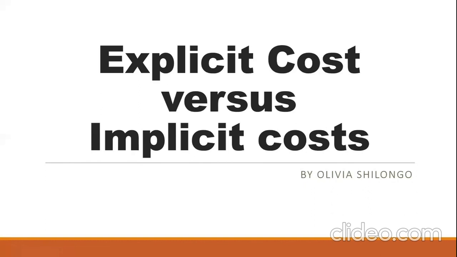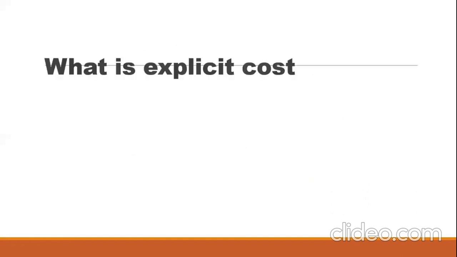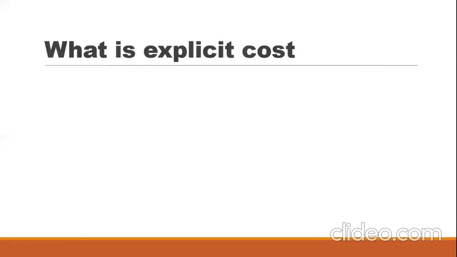Now the idea of explicit cost and implicit cost is actually to explain the difference between accounting cost and economics cost, because the way accountants define cost is different from the way economists define cost. So now we are going to look at what is explicit cost.